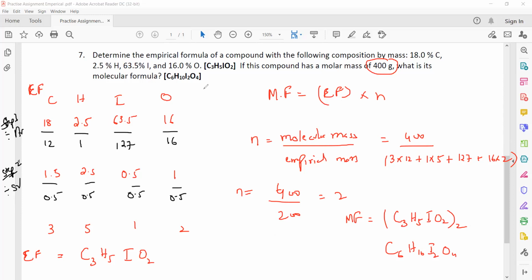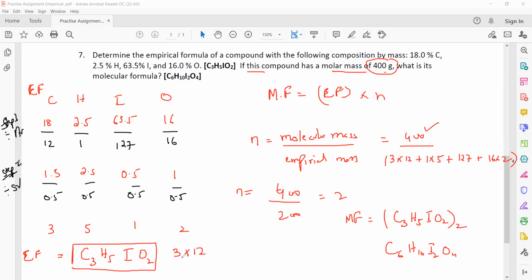How to find the value of N? N is molecular mass divided by empirical mass. So as you can see, this compound has a molar mass or molecular mass, so molecular mass is given. And how to work out the empirical mass? Empirical mass is from empirical formula. So using a periodic table, as you can see, it contains 3 carbon atoms and the mass of each carbon is 12.